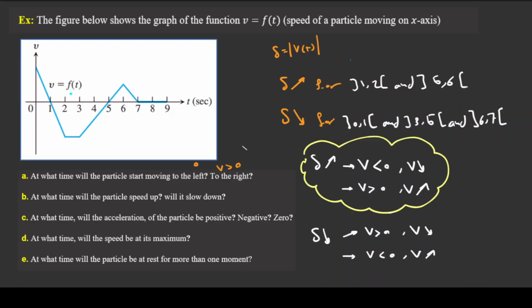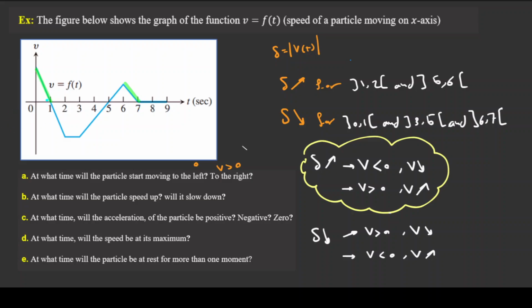Velocity is positive and decreasing, then the particle slows down. Velocity is positive and increasing, then the particle speeds up. But velocity is positive and decreasing, then the particle slows down.